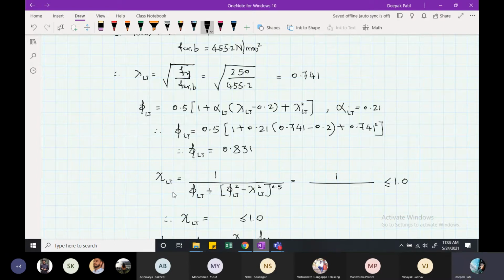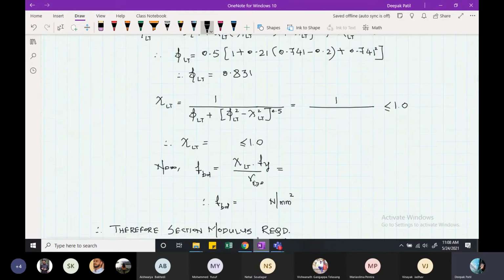Then I need to calculate chi LT, the reduction factor, which is given by this formula. Phi LT is 0.831, plus the square root of 0.831 square minus lambda LT square, that is 0.741 square, and this is raised to 0.5, and that should be less than or equal to 1. So I'm getting chi LT as 0.828.